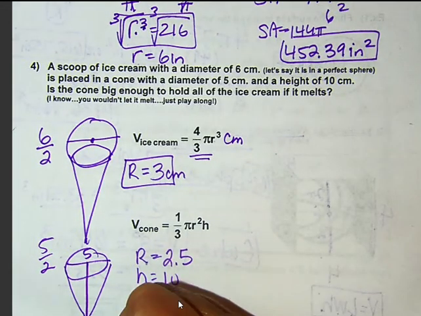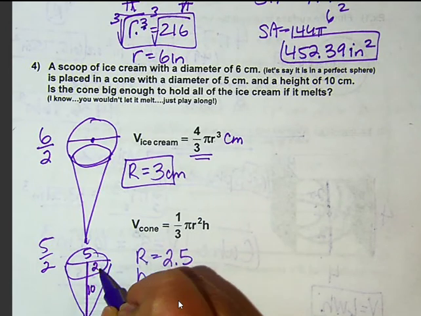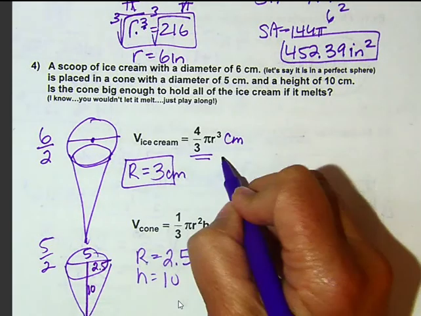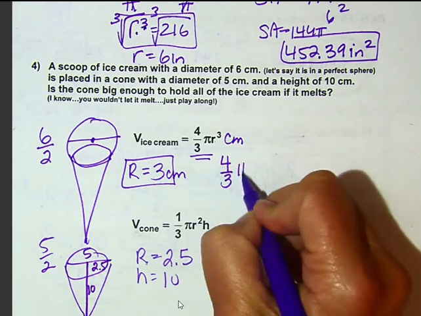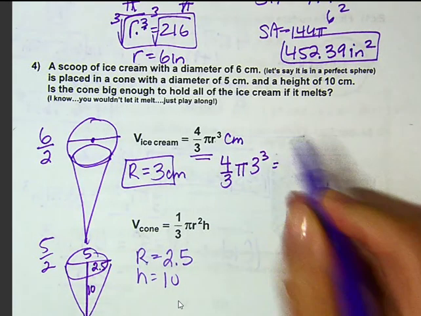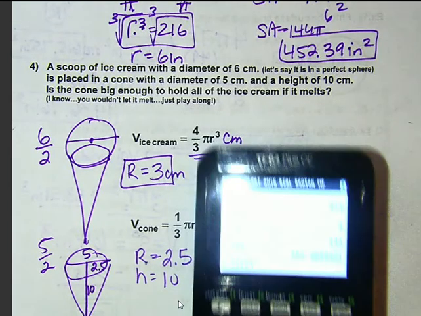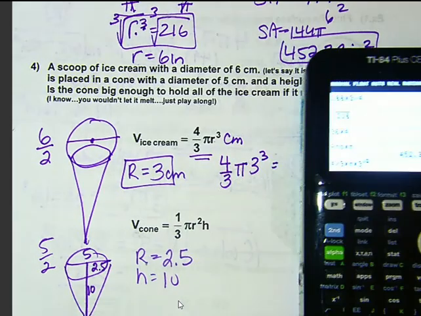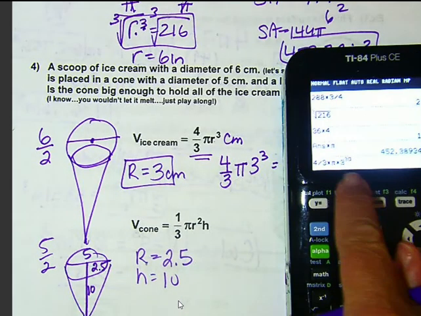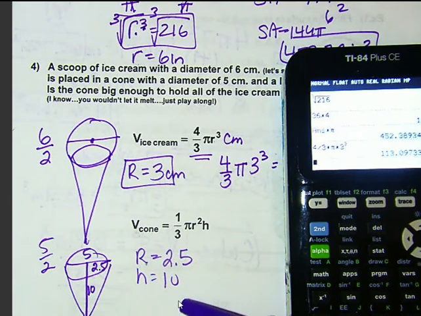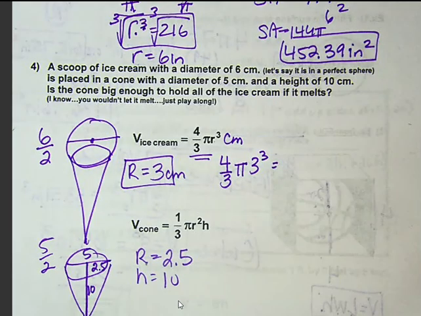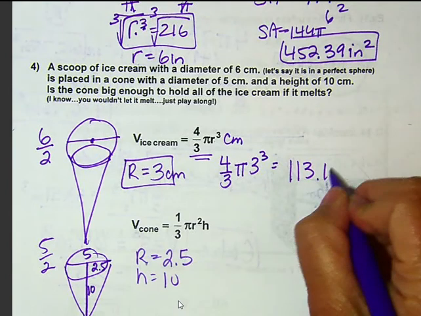4 thirds pi 3 to the third. And I'm going to do the whole thing, 4 divided by 3 times pi. I'm going to put the whole thing in my calculator at once. Times 3 to the caret 3. And I just can plug it right in my calculator, exactly what I have on my paper here, right? And hit enter. And I get 113.097. So it's going to be 113.10 centimeters cubed. Okay, that's my ice cream. If I don't lick any of it, that's how much space it's going to take up.